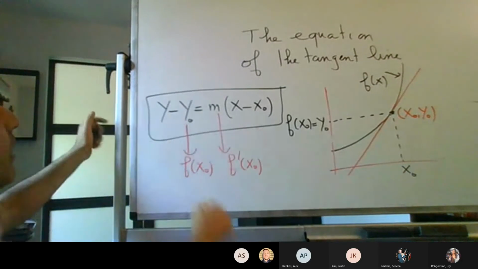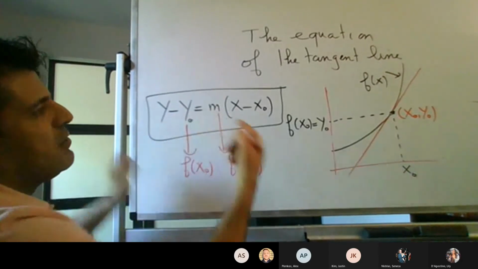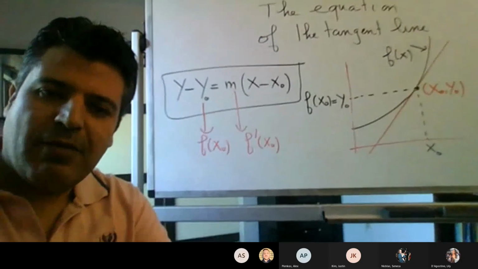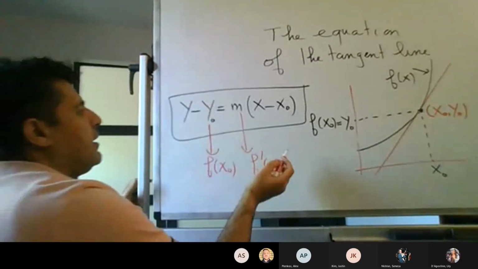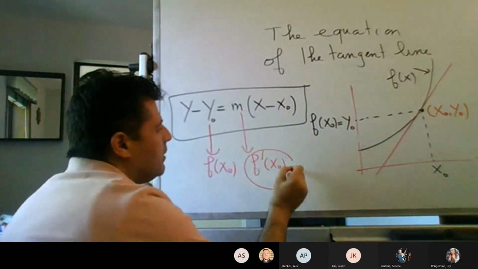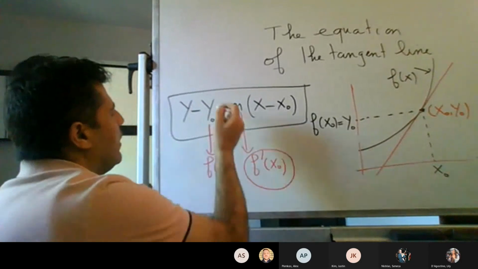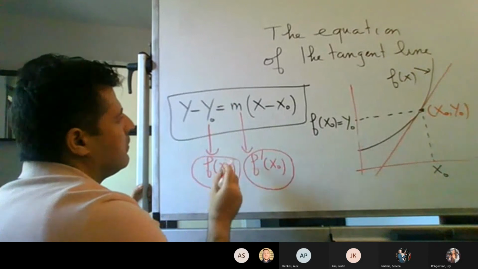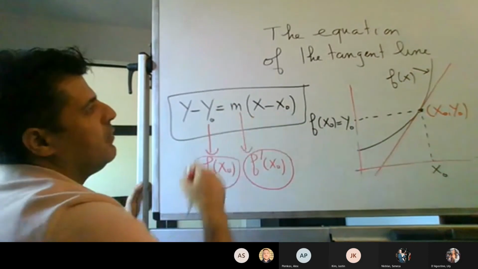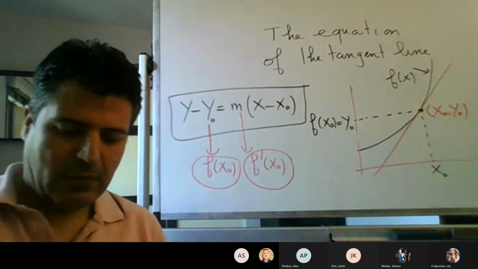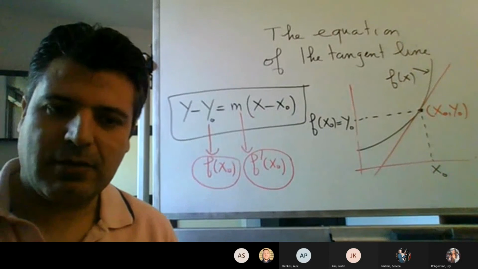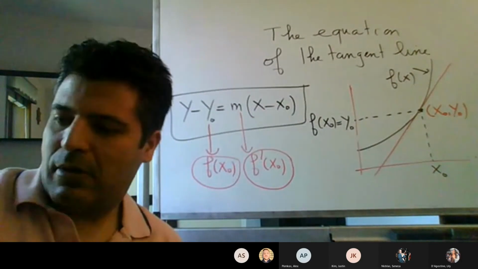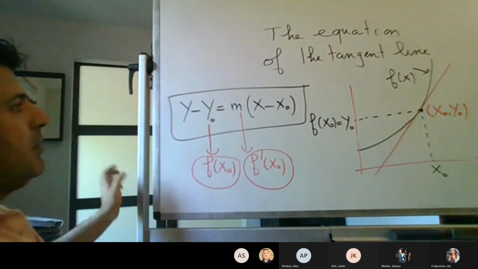You just need to find y0 and m. m is the slope, which is f prime at x0. You need to calculate the derivative at x0, and for y0 it's f at x0, and then you plug in the numbers. Does it make sense? Yeah, let me do an example here. Let me give you an example.